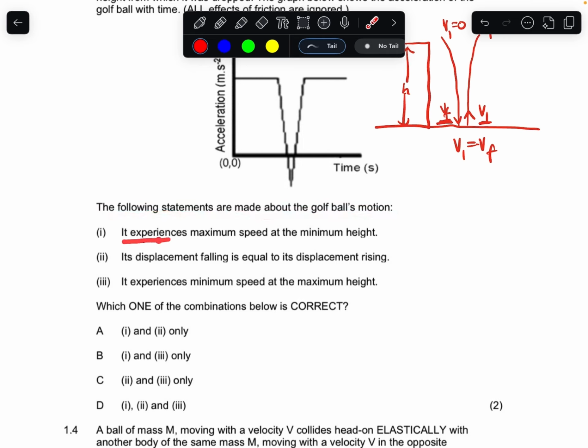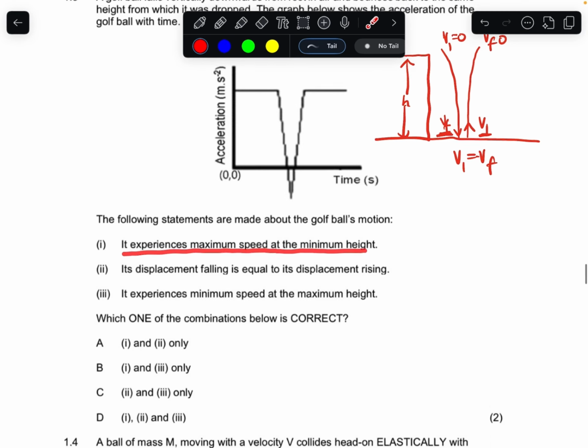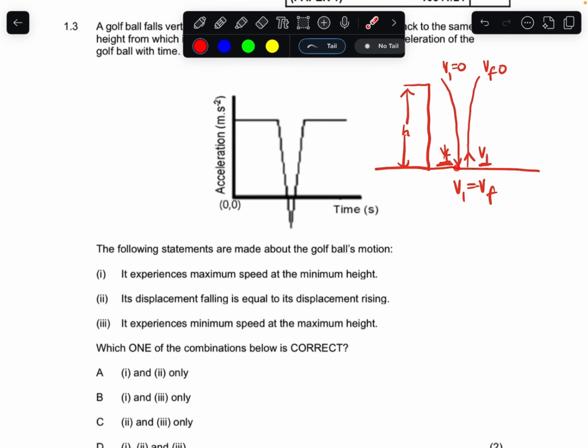It says it experiences the maximum speed at the minimum height. The minimum height is here. When the height is zero, it experiences the maximum speed, because the ball's velocity increases further. When it gets there at the minimum height, it experiences the maximum speed. This is correct.